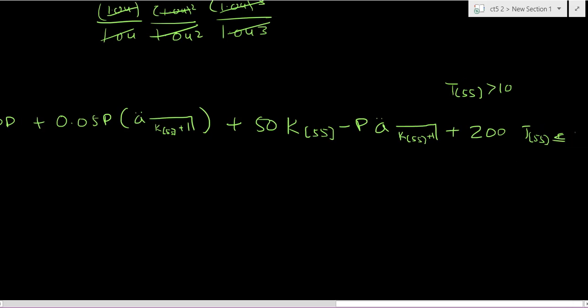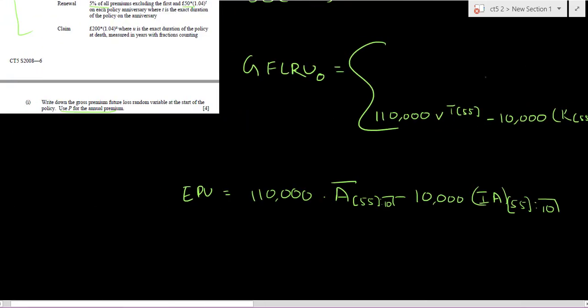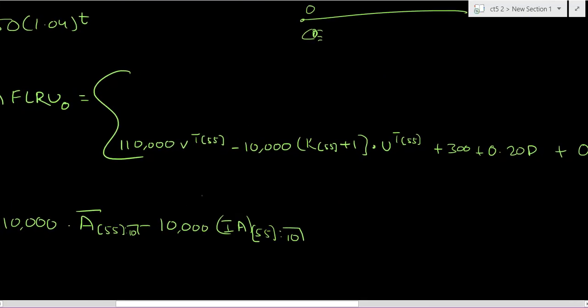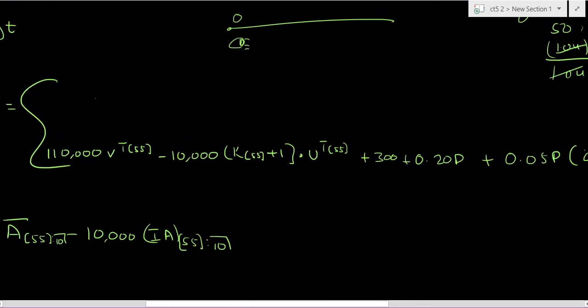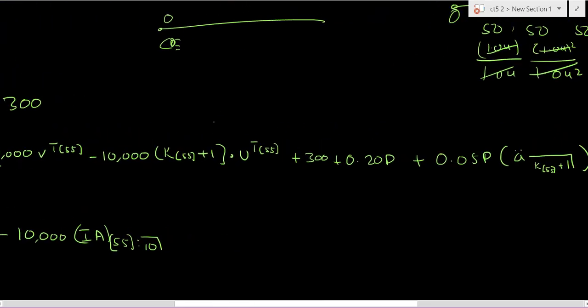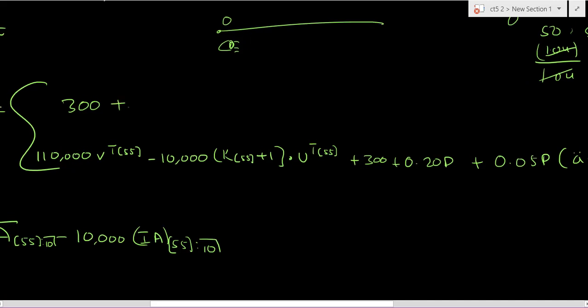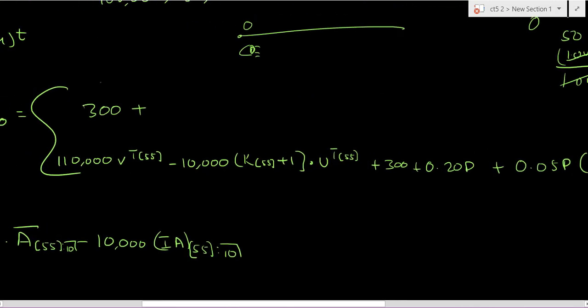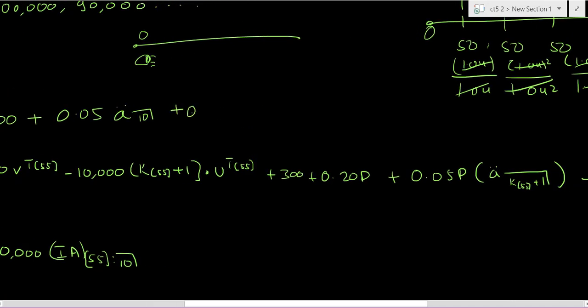And the other case is if T55 is greater than 10, then in this case there will be no benefit. The initial expense of 300 would remain. Then there is the renewal expense. The renewal expense would now be equal to 0.05 into a due 10, right? 0.05 into a due 10, and your initial expense again becomes 0.20P.